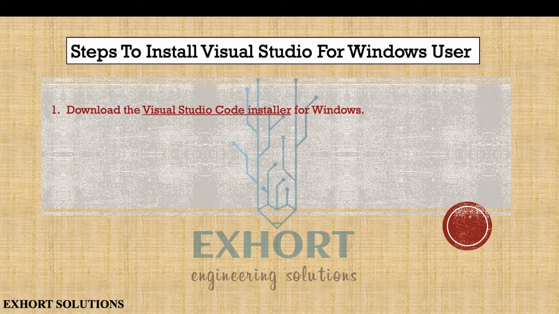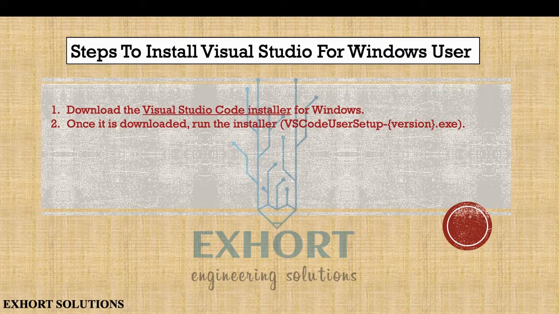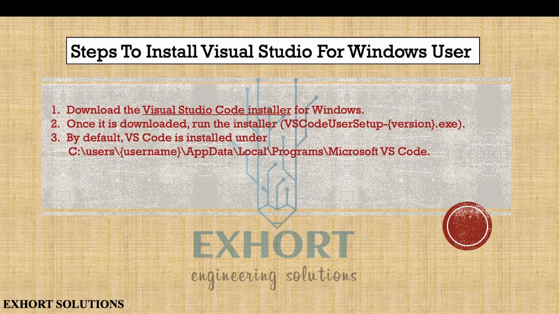First, download the Visual Studio Code installer for Windows. For downloading the Windows version, we will give a link in the description below. Once it is downloaded, run the installer. The installer is named VSCode User Setup, and the version is given in brackets with a .exe file extension. Exe stands for execution. By default, VS Code is installed under this folder.